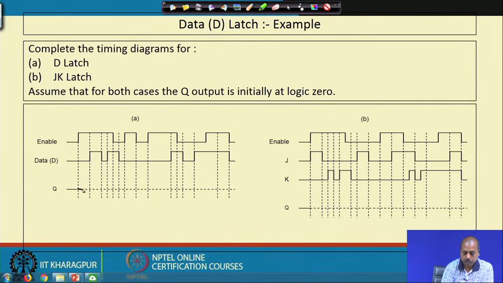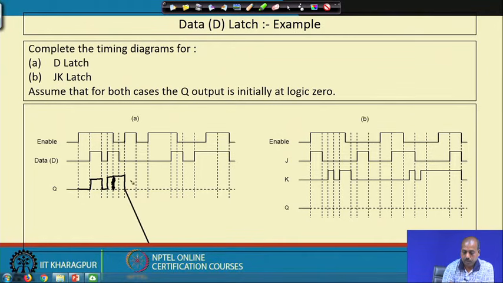Till this much it continues like this, because enable is high, but D is also 0, then it is high, then it will become low, then it will follow that D as long as the enable line is active. So, it will follow the D line, then enable becomes deactive at this point. So, it will continue like this, then enable becomes active at this point again. So, this D value is 0.